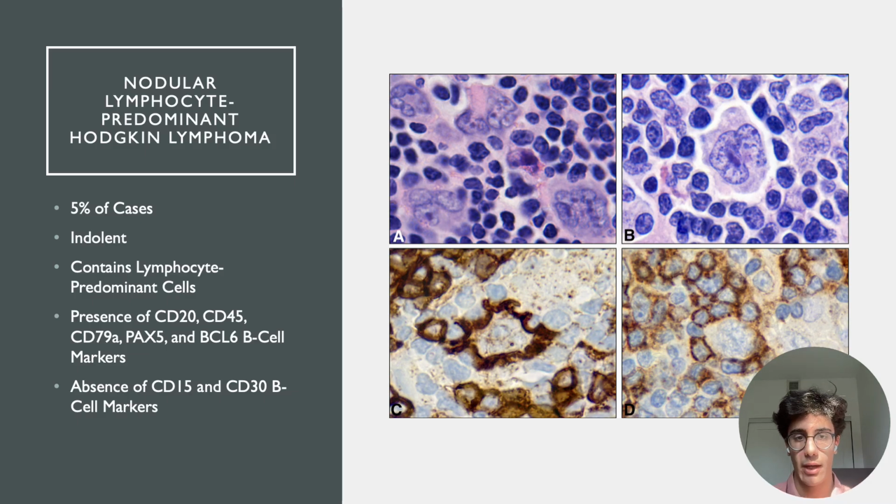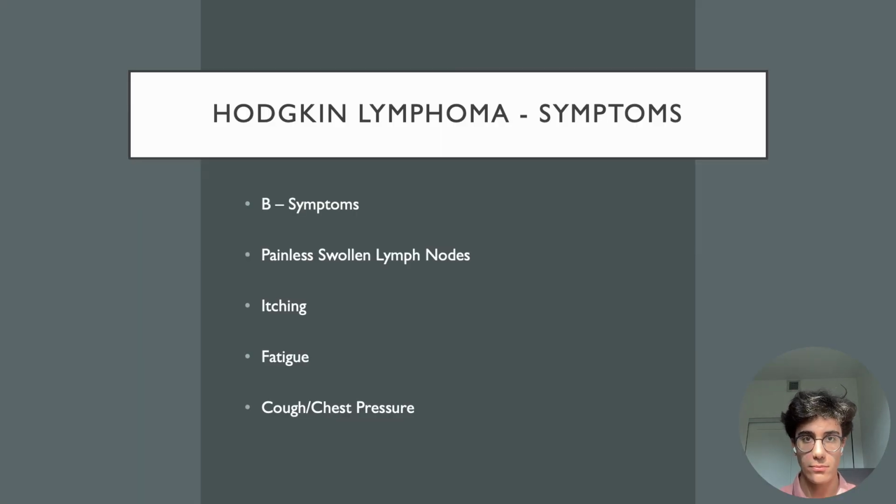Now, the marker profile, how we can identify nodular lymphocyte predominant Hodgkin lymphoma, is by the presence of CD20, CD45, CD79A, PAX5, and BCL6 B cell markers, and the absence of CD15 and CD30 B cell markers. Pretty much the exact opposite of classical Hodgkin lymphoma's marker profile.